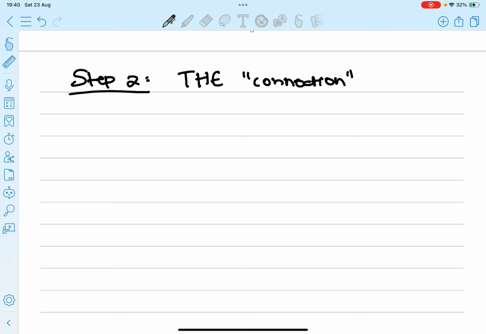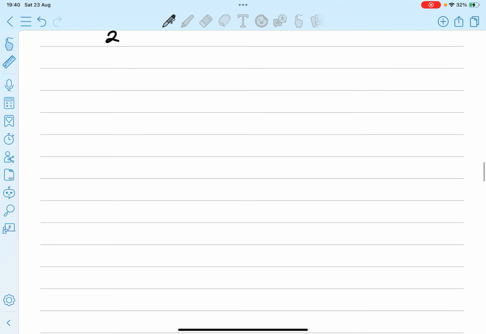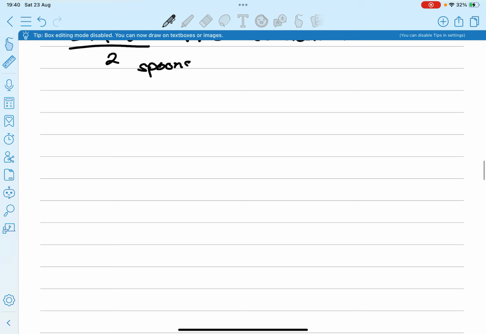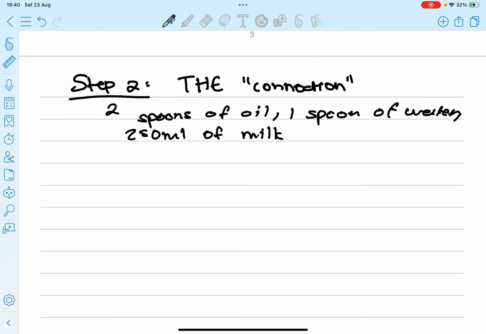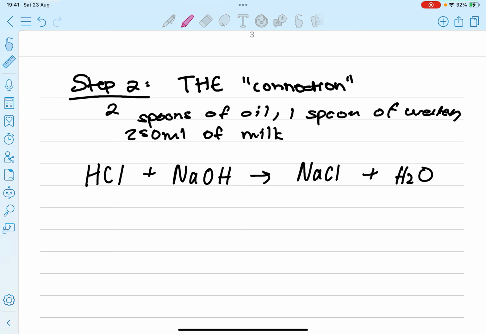Now the next step, the connection. The way I like to look at this, and the reason why I call it the connection, is because it's like a recipe. If you think of a recipe where they tell you to use 2 spoons of oil, 1 spoon of water and 250 milliliters of milk, that is exactly what this is. It is a recipe. If you remember the reaction between hydrochloric acid and sodium hydroxide, we are told that it makes a salt and water.